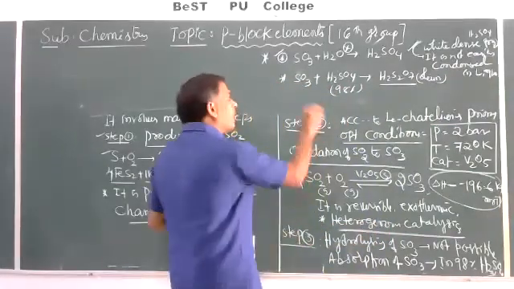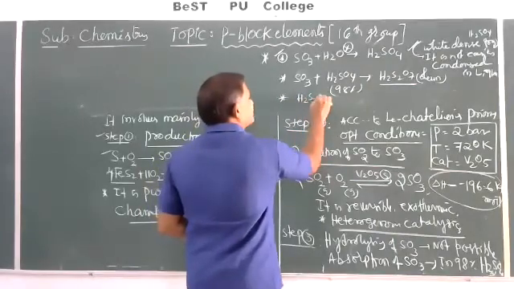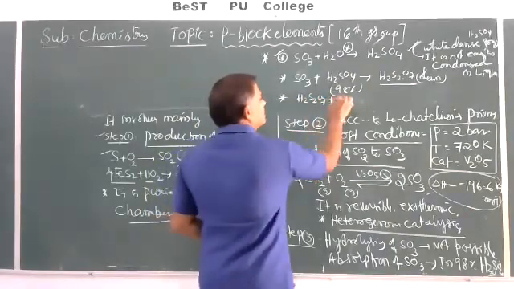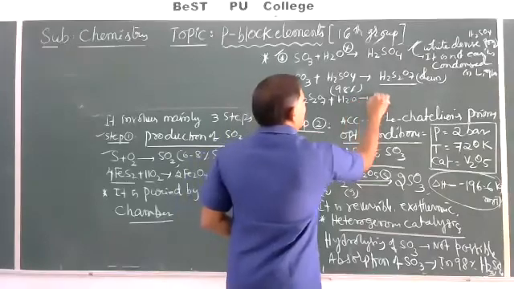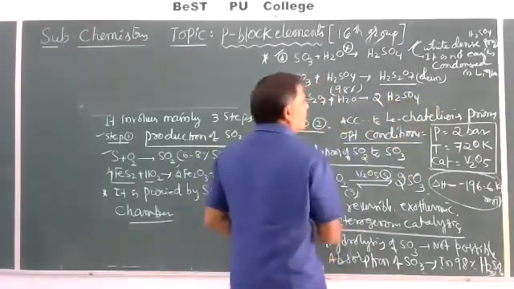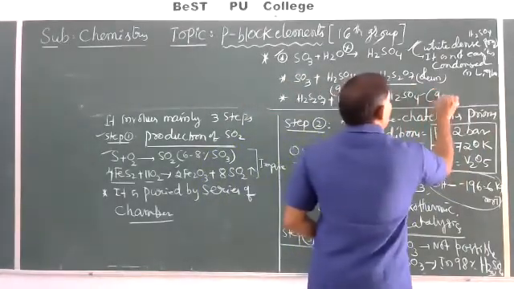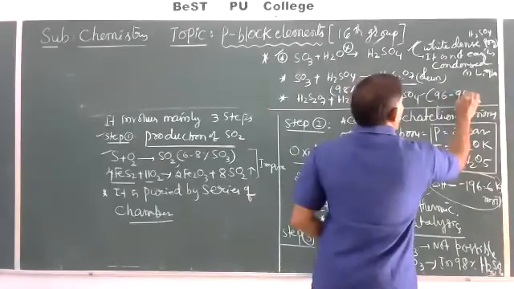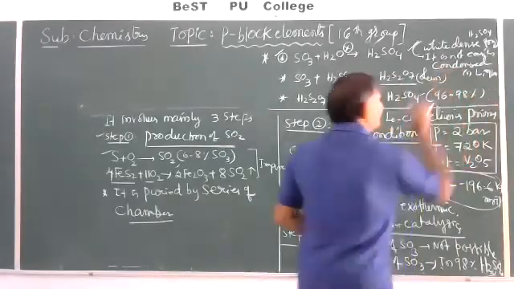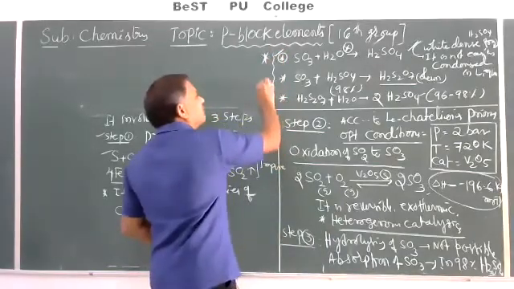The obtained fuming sulfuric acid undergoes a hydrolysis reaction. Dissolved in water, it gives 2 moles of sulfuric acid, H2SO4. Very, very important. The concentration now obtained is 96 to 98% sulfuric acid. These 3 reactions in the third step are very, very important.